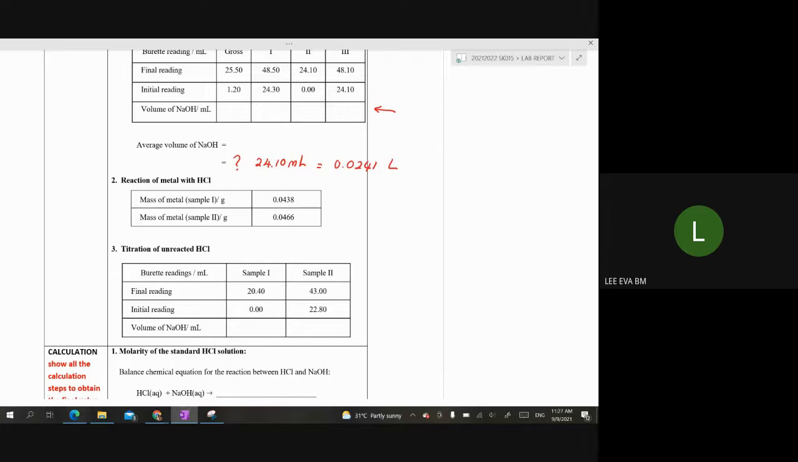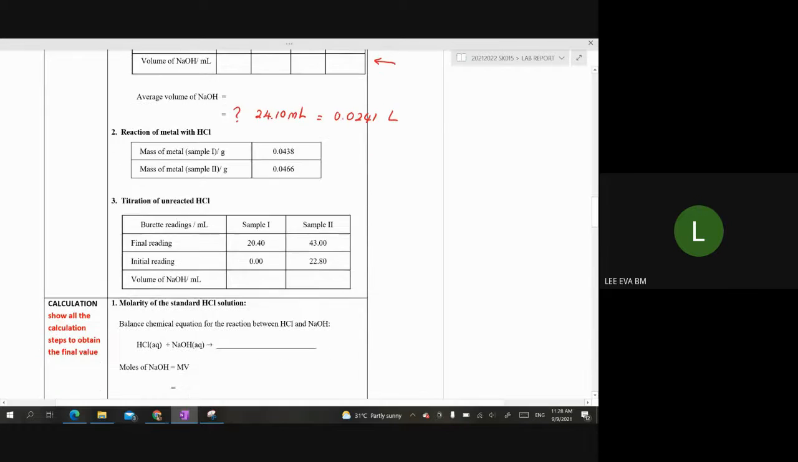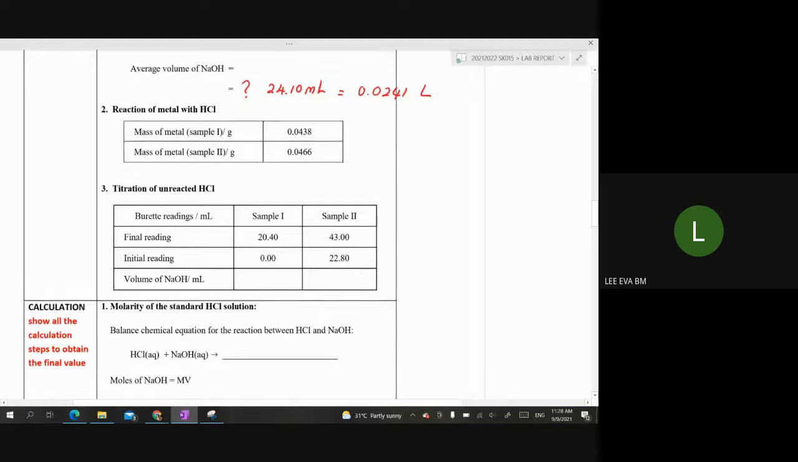Okay, and then for part 2 over here is the reaction of metal with HCl. So this one is where you weigh the 4 cm metal M. So this is the mass recorded. 0.0438 and also 0.0466 for both samples.